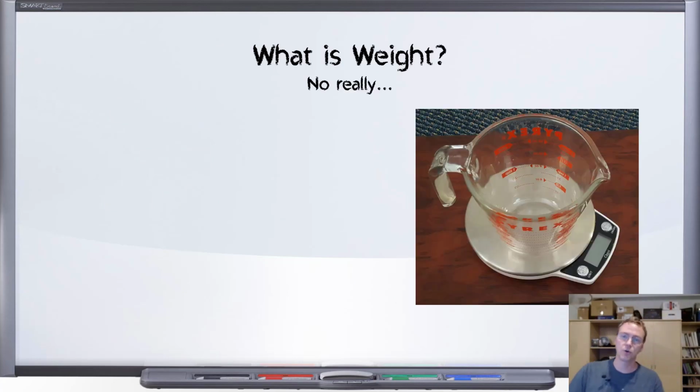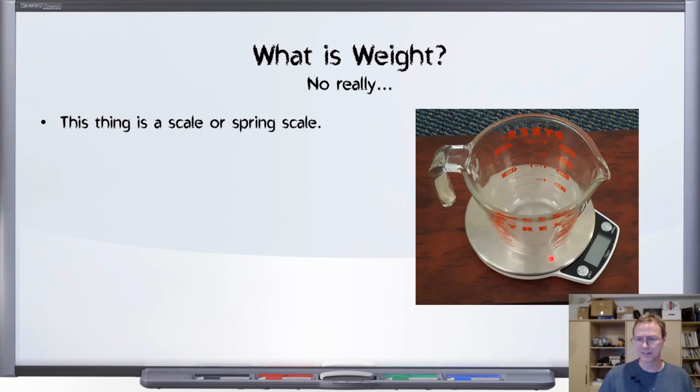So that brings me to the next question that has been a lot of trouble for us on the science side. What is weight? I started us off trying to use the operational definition of weight, where I said, hey, the weight is just whatever the number on the scale says. Let's take a look a little deeper at what exactly this thing is. What is this thing here? That is a scale, or sometimes called a spring scale, in order to really differentiate it from a balance. And the balance, we'll get to that in a second.